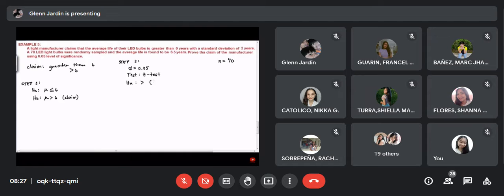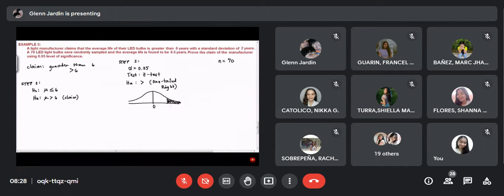So, pag greater than yung HA natin, therefore, it is a one-tailed test. One-tailed right. Kasi greater than, di ba? So, kapag less than, left one-tailed. Pag greater than, one-tailed right. Kapag not equal yung HA ninyo, two-tailed siya. Okay? So, ito ay one-tailed na sa kanan. So, ang ating itsura ng graph ay, so 0 to, and then nandyan siya sa right.